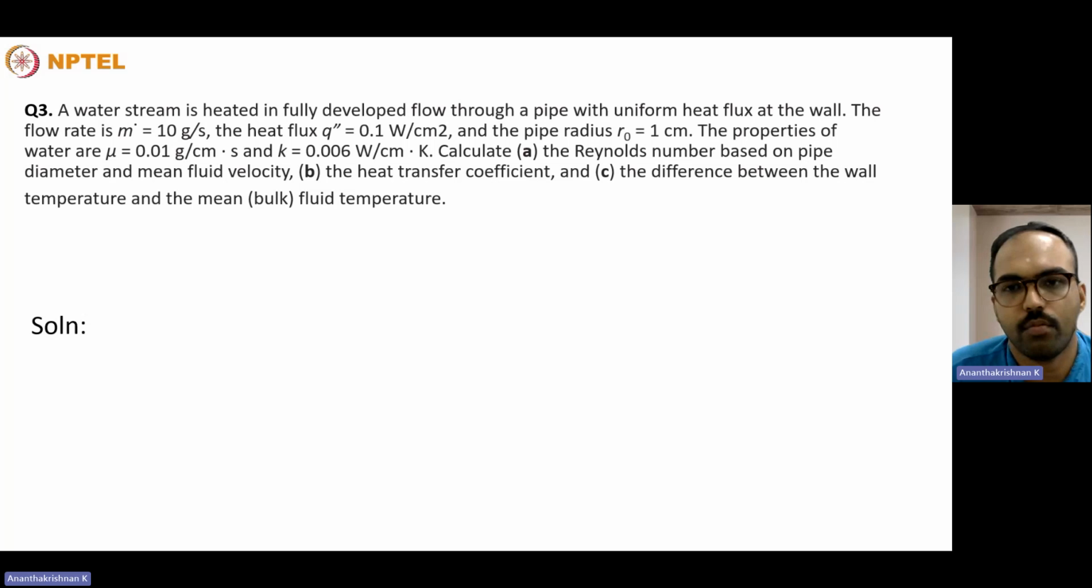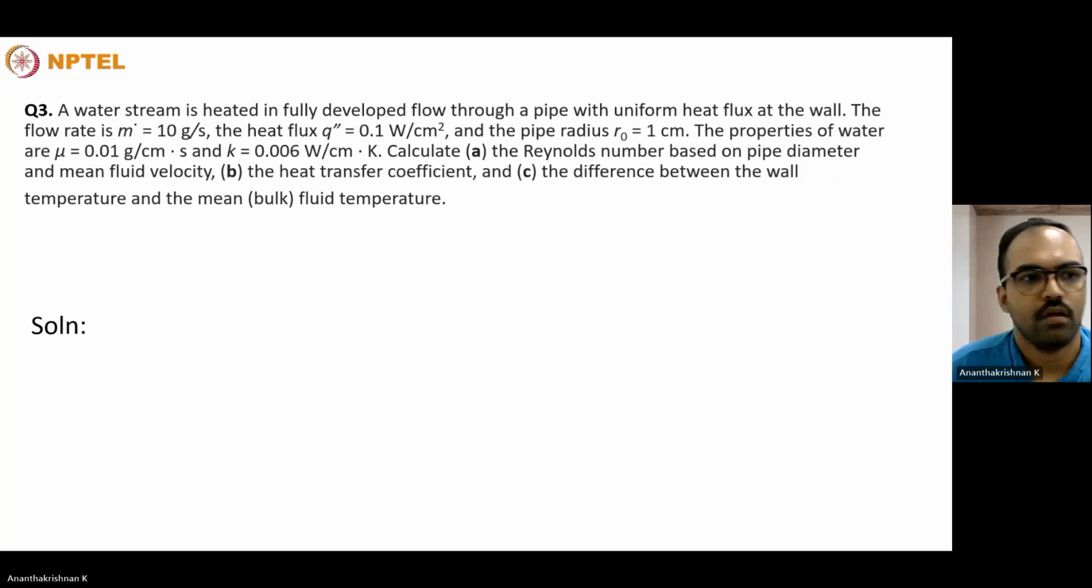Okay, we can look into the third problem. A water stream is heated in fully developed flow through a pipe with uniform heat flux at the wall. The mass flow rate m dot is equal to 10 gram per second. The heat flux q double dash is equal to 0.1 watt per centimeter squared. And the pipe radius R0 is 1 centimeter.